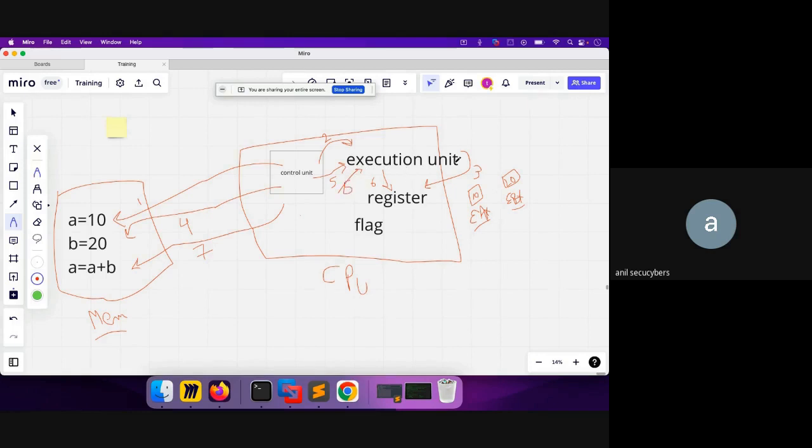And now what will happen is that in the execution unit, the value of 10 plus 20 will be added. And then the final value, which is 30, let's say, is again written back to the EAX register itself. And that's how the calculation normally happens in layman's terms, one by one.